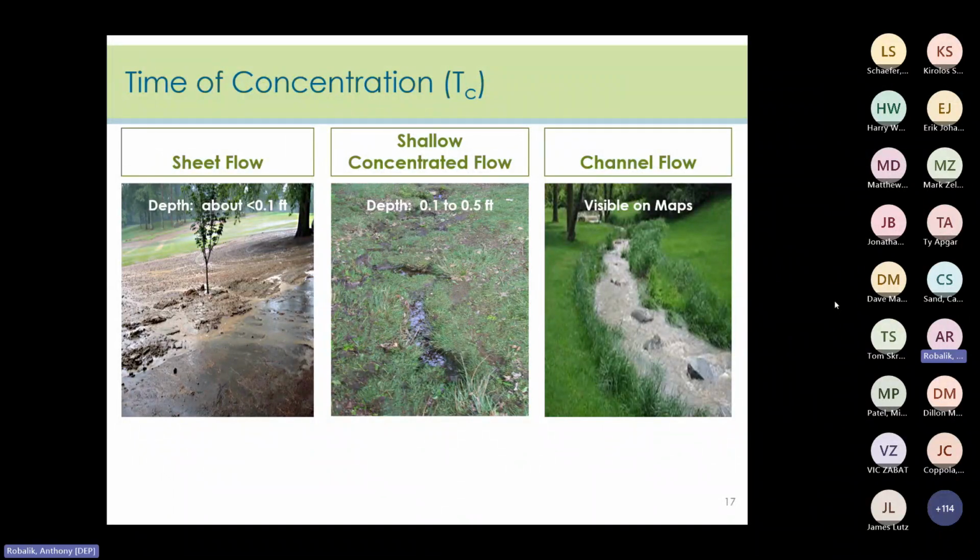The second one here, shallow concentrated flow, occurs where runoff begins to coalesce and pick up some velocity. The depth is greater than 1/10 of a foot, but doesn't really exhibit a defined channel.